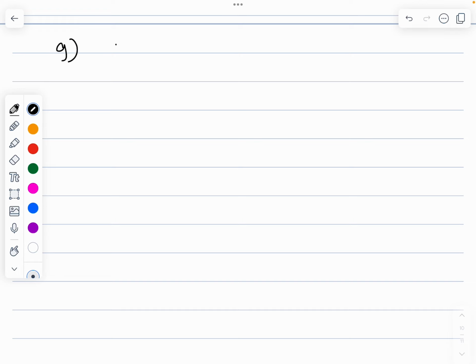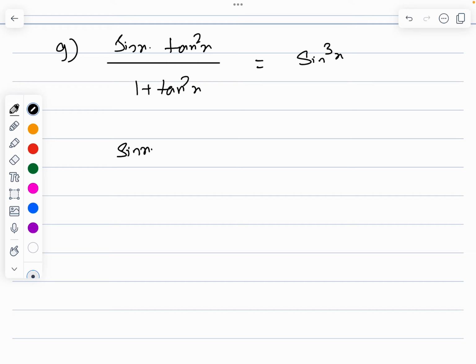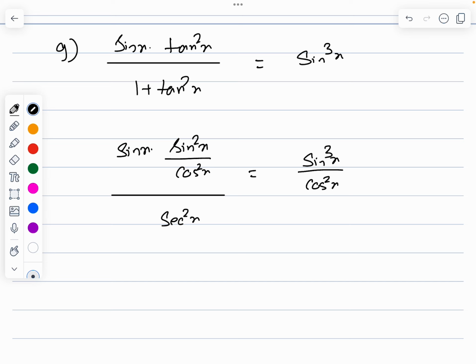Part G, sin x times tan square x divided by 1 plus tan square x equals sin cube x. So sin x, tan square x is nothing but what? Sin square x upon cos square x. 1 plus tan square x is secant square x. So this is sin cube x divided by cos square x. Secant square x is 1 upon cos square x. Then cos square x gets cancelled. What is that? Sin cube x.